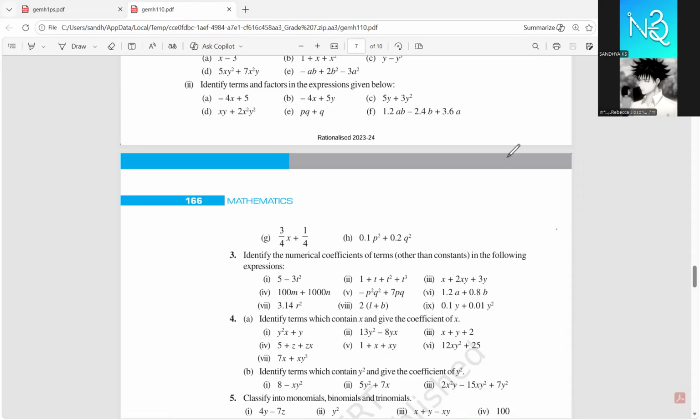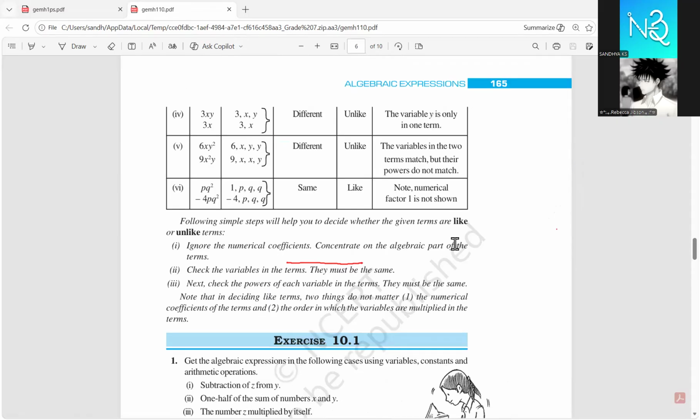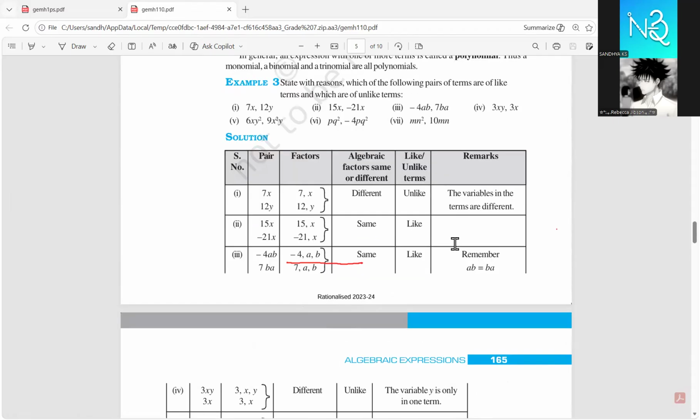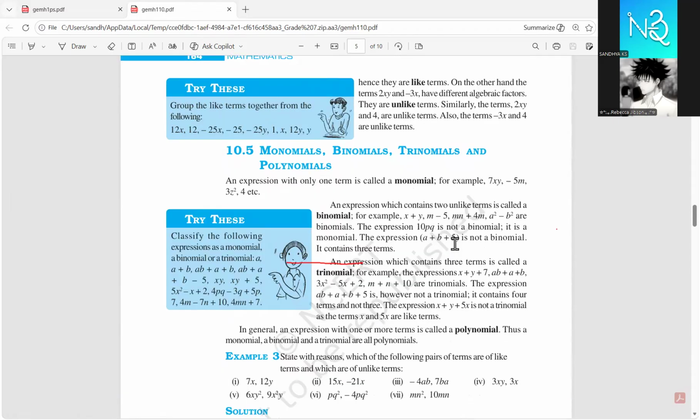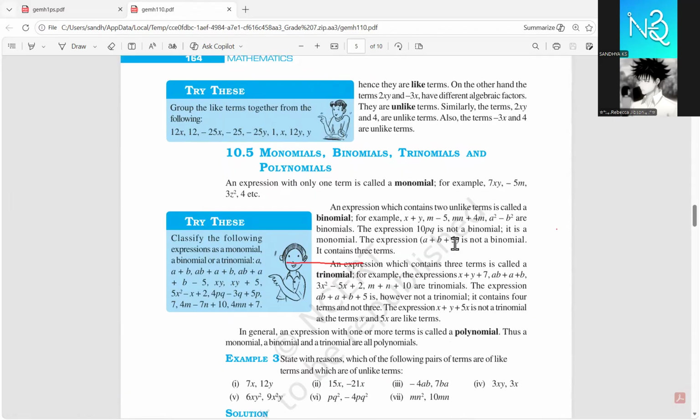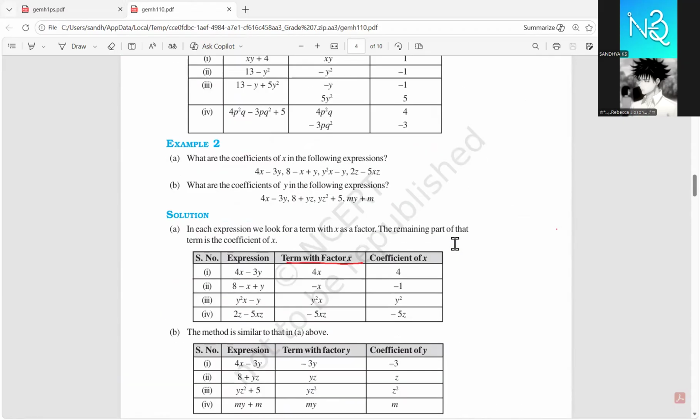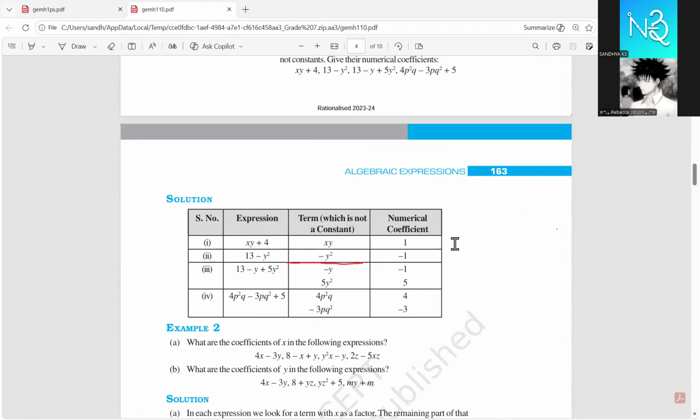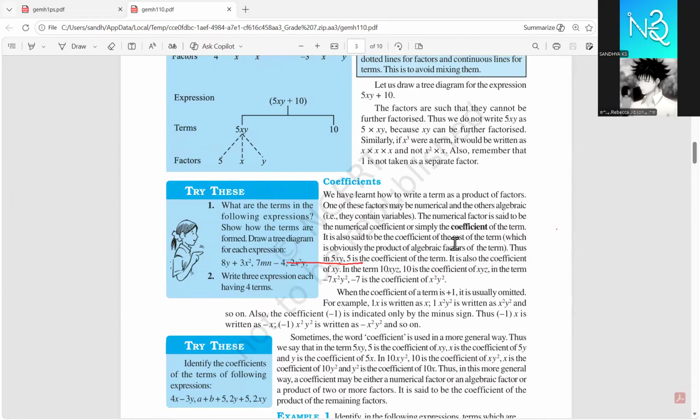So now you know how to identify the terms. Now we are going to identify the numerical coefficient. Before that, what is called a coefficient? The definition you should know here: it will be the number along with the variable. That is called a coefficient. So we are going to identify the coefficient.